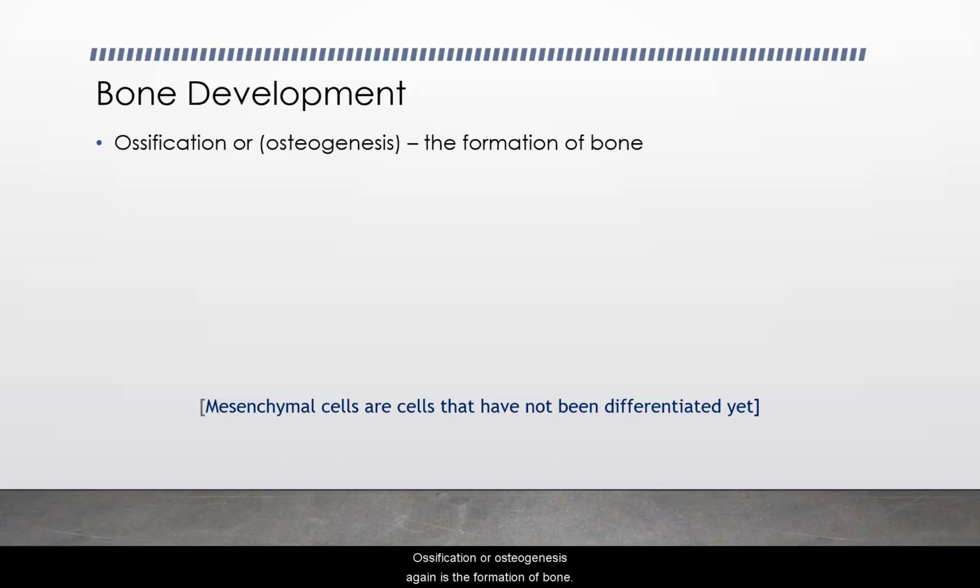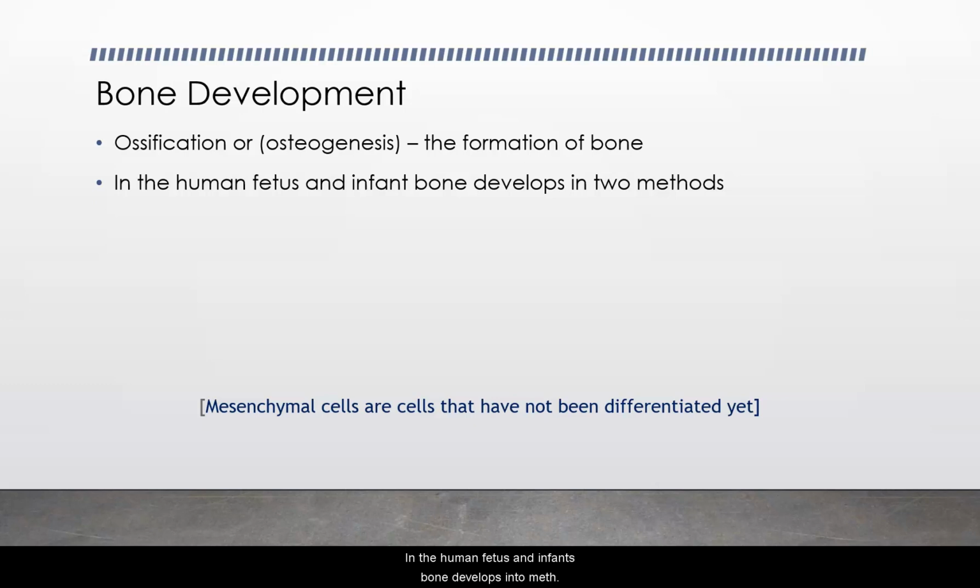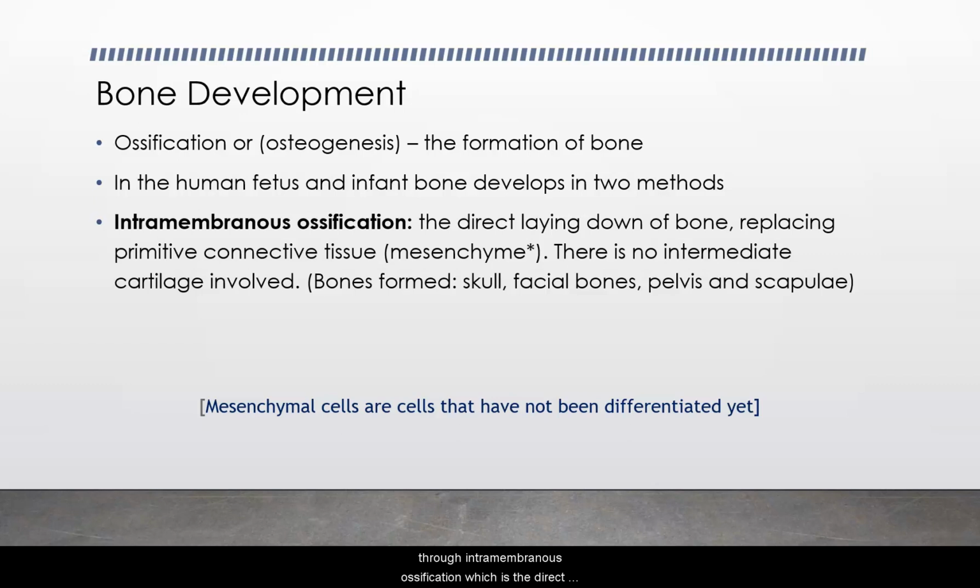Ossification, or osteogenesis, again, is the formation of bone. In the human fetus and infants, bone develops in two methods. Through intramembranous ossification, which is the direct laying down of bone, replacing that primitive connective tissue, the mesenchyme. There's no intermediate cartilage involved, and the bones formed this way are the skull, the facial bones, pelvis, and the scapula, or scapulae for multiple. Once again, the mesenchymal cells are stem cells that have not been differentiated yet.